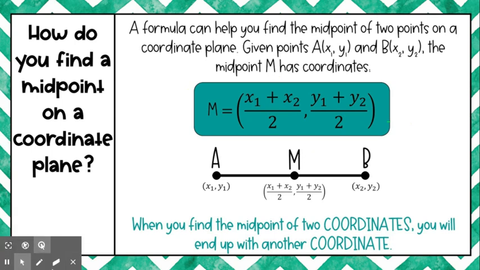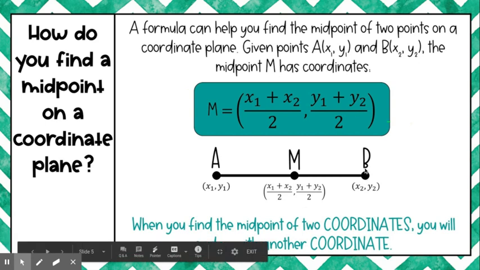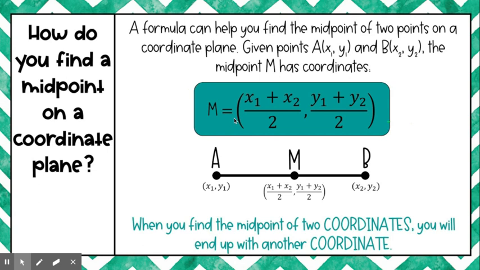So, okay, the midpoint formula is M for midpoint equals x1 plus x2 divided by 2, comma, y1 plus y2 divided by 2. So here's the thing. Where are we getting this x1 and x2? What kind of craziness is this?